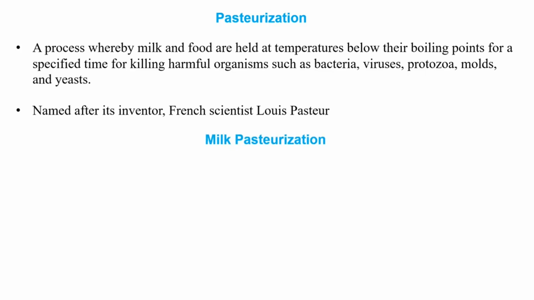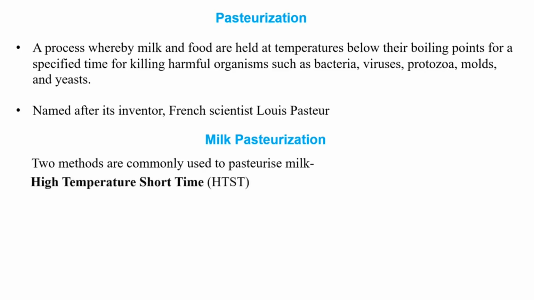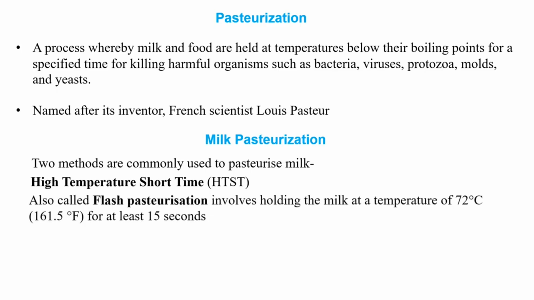Milk pasteurization. Franz von Soxhlet in 1886 first adapted pasteurization for preserving milk. Two methods are very commonly used to pasteurize milk. High temperature short time method. It's also called flash pasteurization and is by far the most common method. It involves holding the milk at a temperature of 72 degrees for at least 15 seconds.